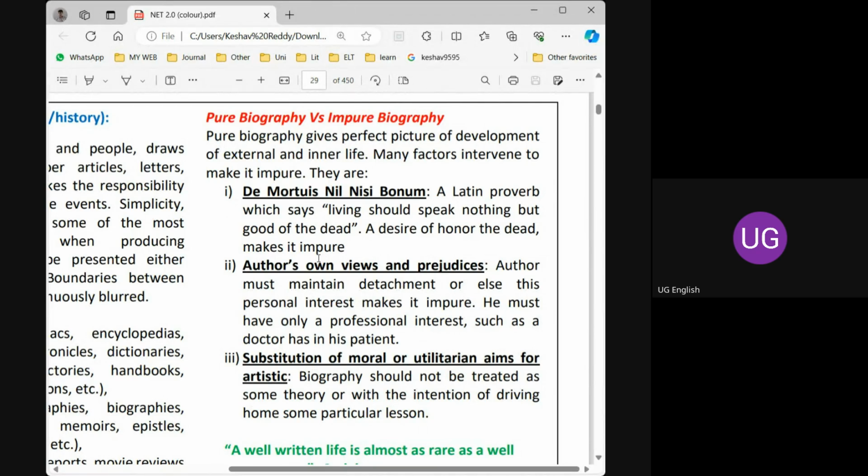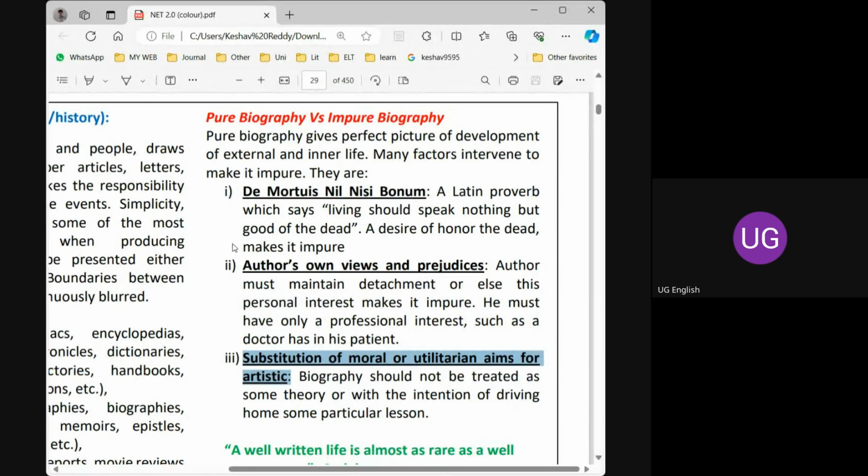Pure biography is about a perfect picture of a dead person or a living person. But impure biography means some masala is added, something unnatural, some of the author's own views, the prejudices included in it, and some substitutions, some moral, some artistic views are added. If that is done, that biography will become impure.